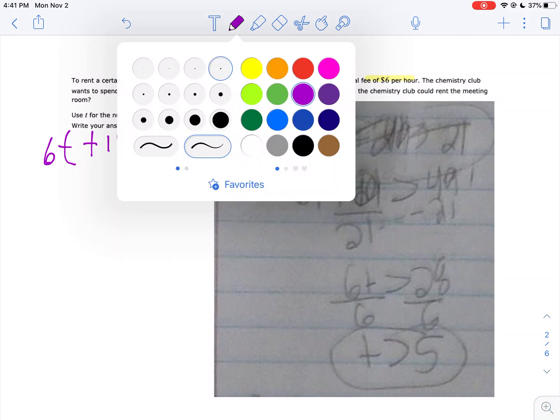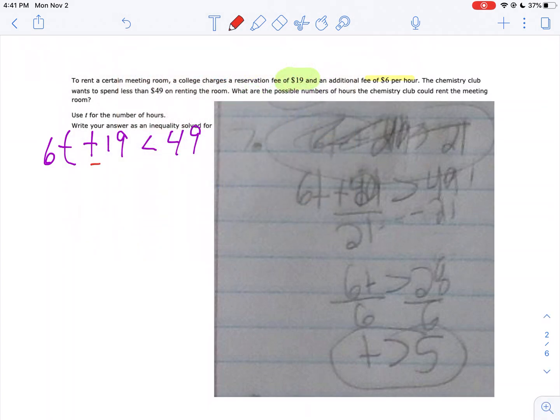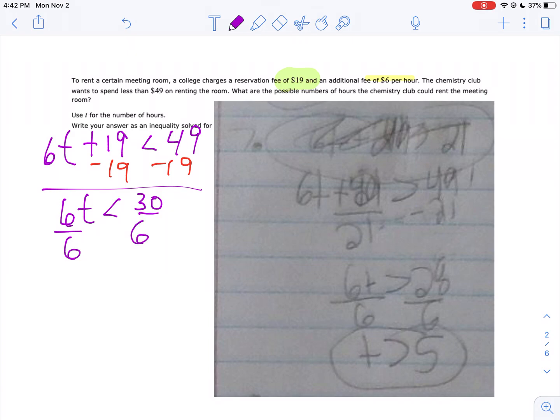So now, the opposite of adding 19, let's subtract 19 from both sides. And then we get 6t is less than 30. Divide both sides by 6. T is less than 5 hours. And that's what we're looking for in that question.